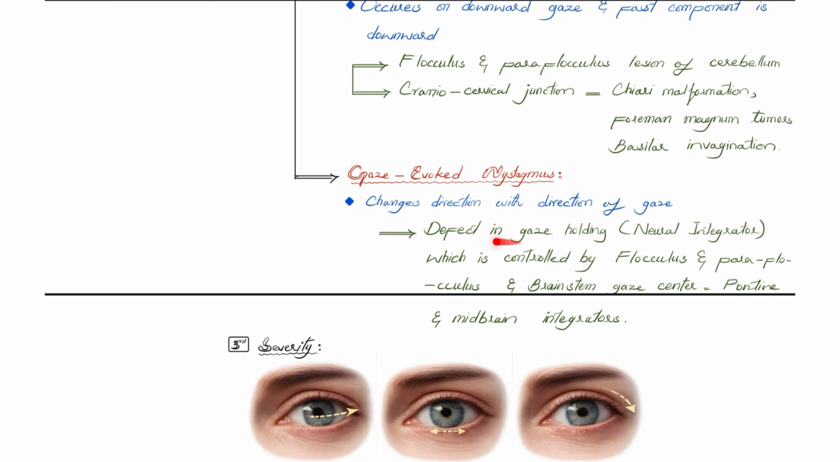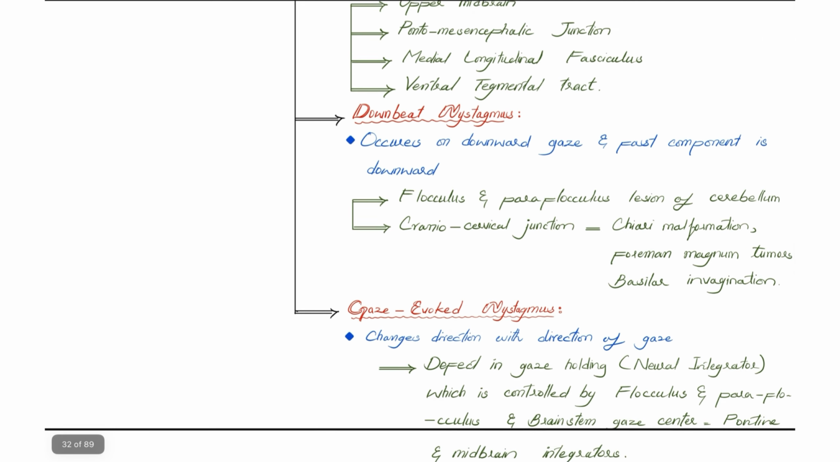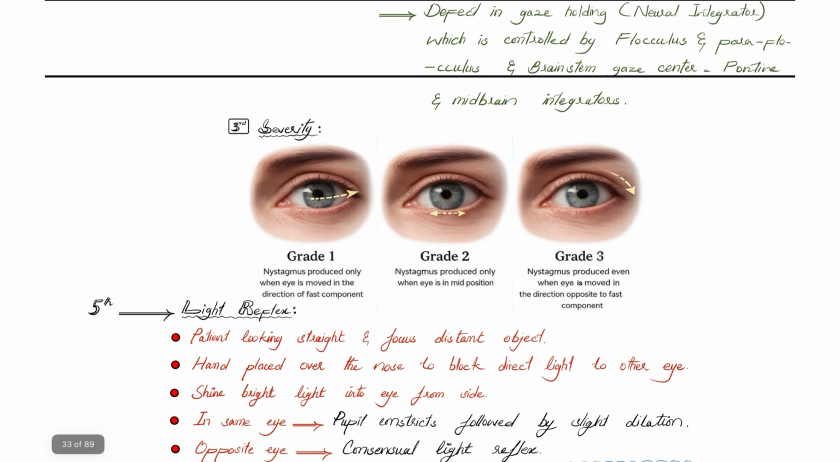Now, the defect is in gaze holding, meaning the problem is with the neural integrators, which are controlled by the flocculus and paraflocculus of the cerebellum and brainstem gaze centers such as pontine and midbrain integrators. So when you know about the direction, about the types, and how it is triggered, then you have to know about the severity of the nystagmus.